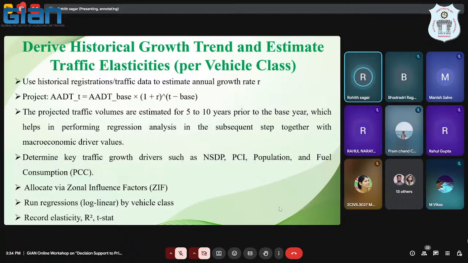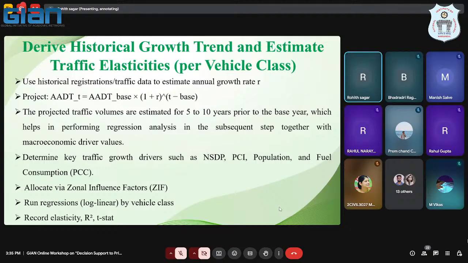So after estimating AADT, that is, we have estimated AADT for the base year, from our example, that is of 2020, we need to compare it with the macroeconomic variables such as NSDP, per capita income, population, and fuel consumption. These are the macroeconomic variables which influence traffic growth rate. So for comparing these macroeconomic variables to the traffic, we need to have 5 to 10 years of past traffic data, because we can't have the NSDP, PCI, all that macroeconomic variables data of future years or the present year.